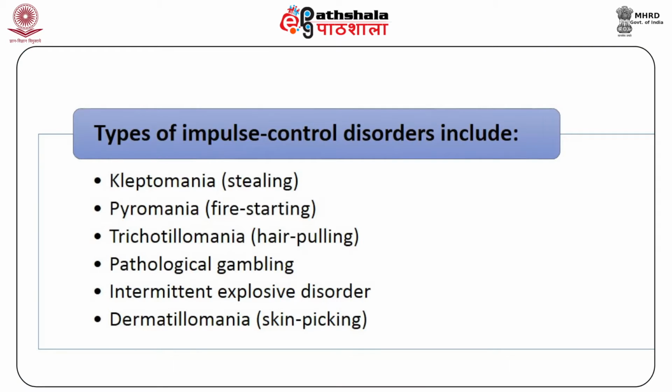Types of impulse control disorders include: A. Kleptomania, stealing; B. Pyromania, fire starting; C. Trichotillomania, hair pulling; D. Pathological gambling; E. Intermittent explosive disorder; F. Dermatillomania, skin picking.